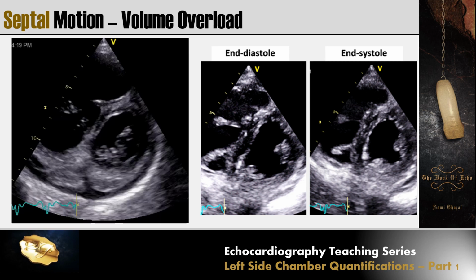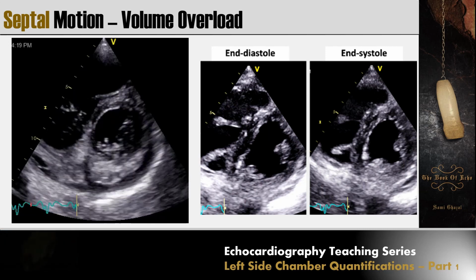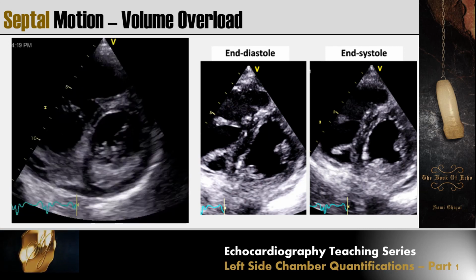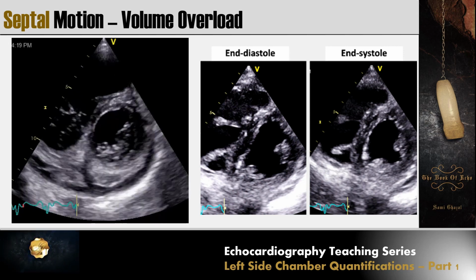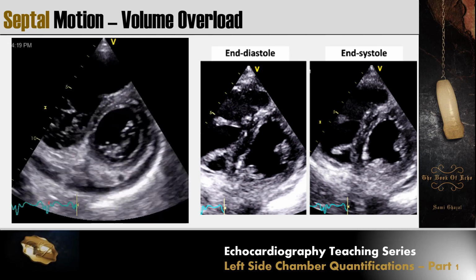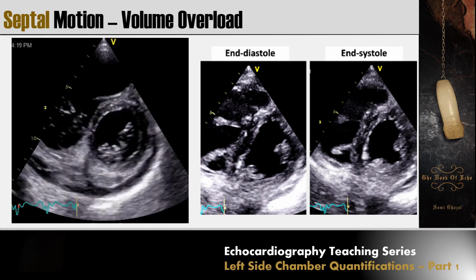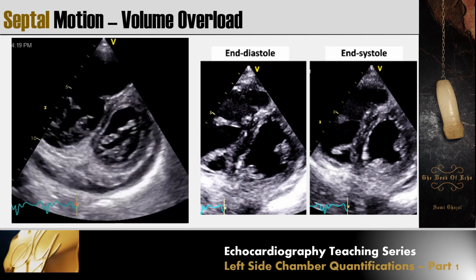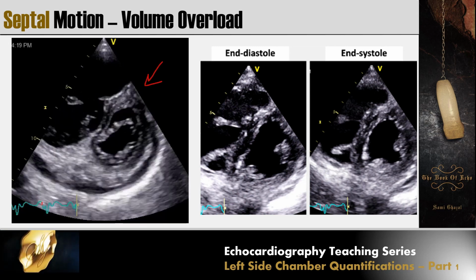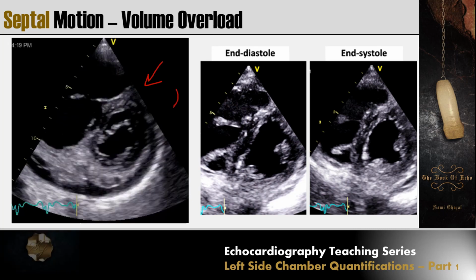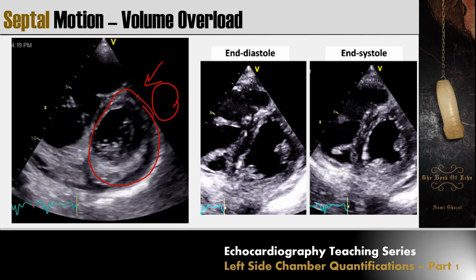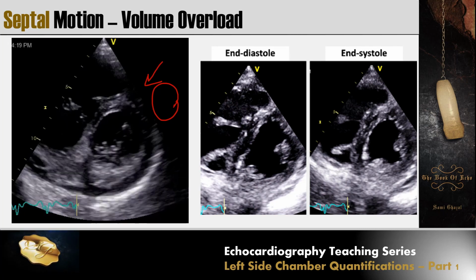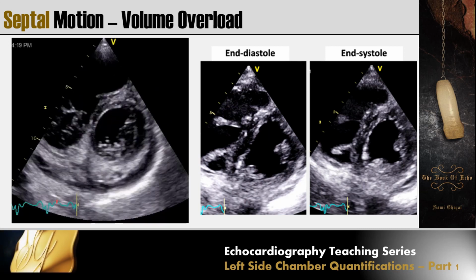On the other hand, in pure volume overload, like in severe tricuspid regurgitation, severe pulmonic valve regurgitation, or ASD, where you have a volume problem, you will have this septal flattening during diastole only. If you look carefully with a trained eye here, you will see that during systole you will have a perfect circle of this LV. But during diastole, you will have this flattened septum. This is indicative of RV volume overload.